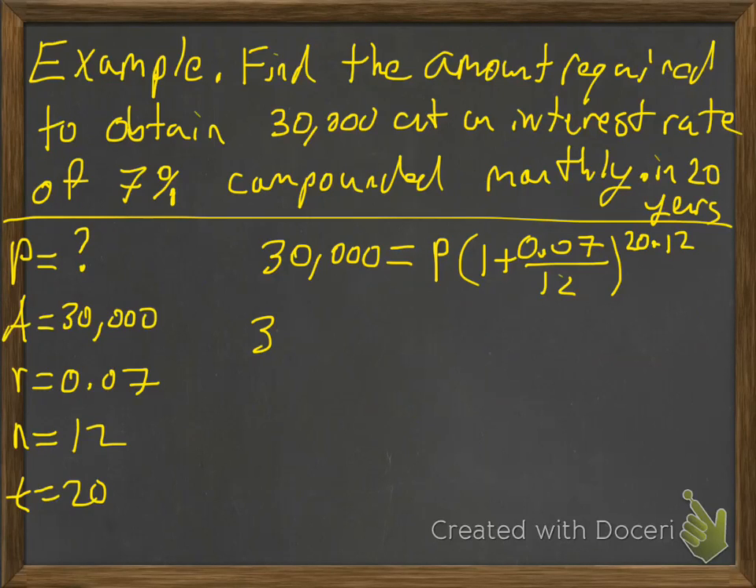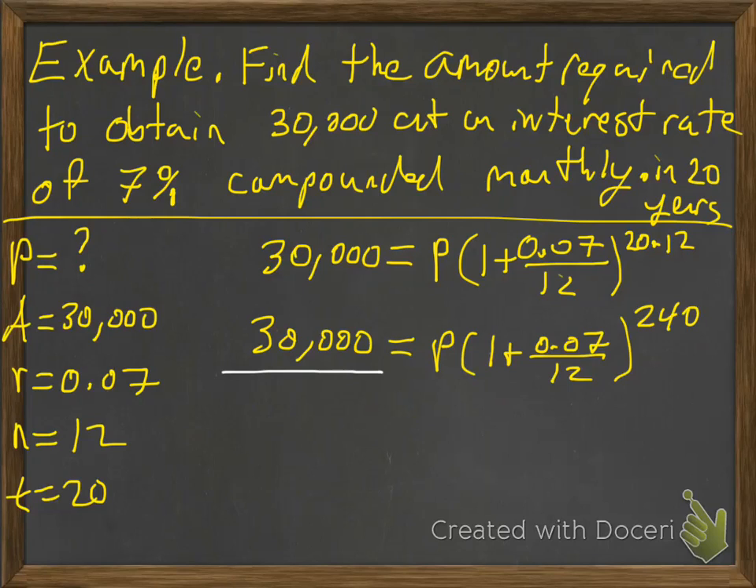And what I'm going to do is not compute all this stuff out, because it's probably going to be a messy decimal and will lead to more inaccurate results. So what I am going to simplify is that exponent. The exponent's going to become 240. And so we're just solving for the principal.